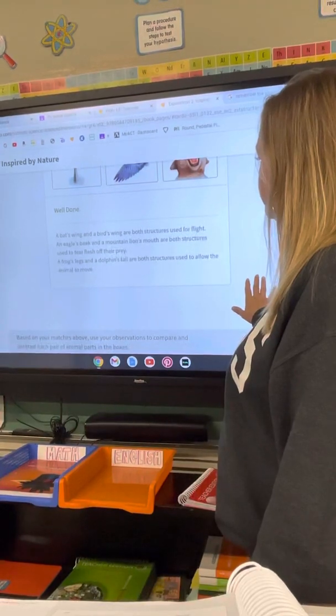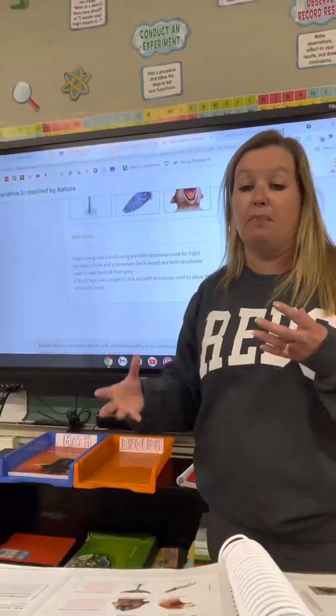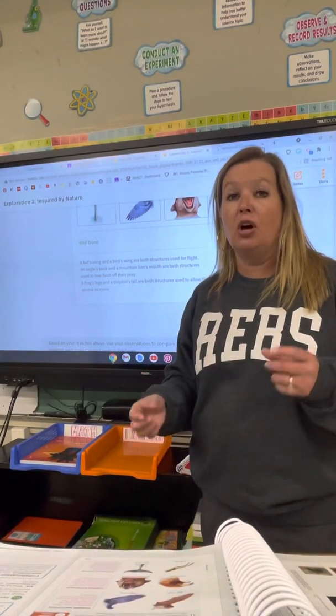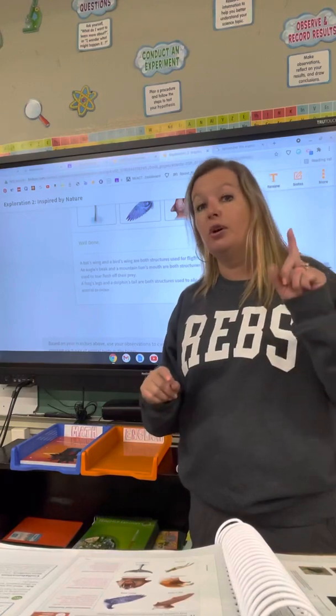Okay. I'm going to give you a moment. If you need to write this down in the compare and contrast section, all you do is pause the video to do that. So you can pause here.